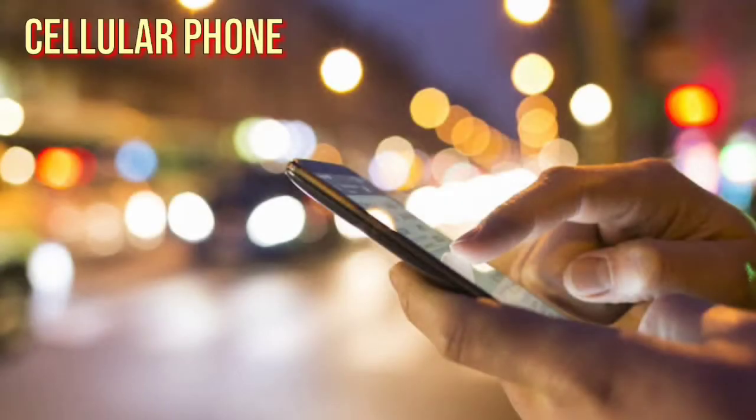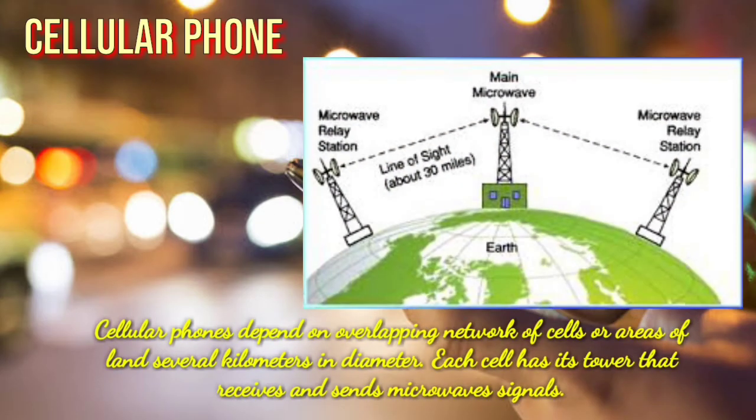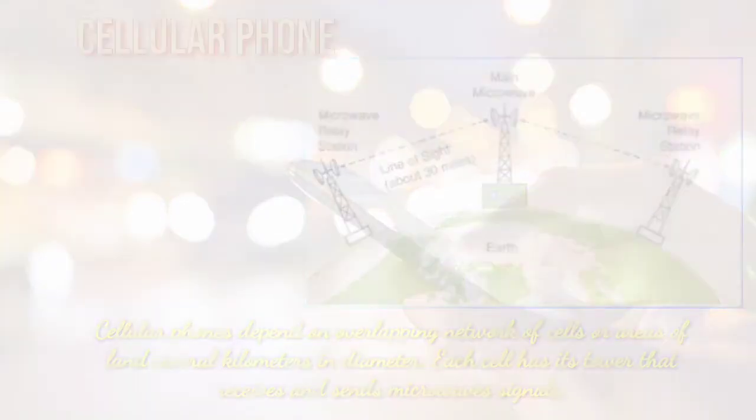A cell phone is a radio transmitter and receiver that uses microwaves. Cellular phone is a very sophisticated radio but is still a radio. It is today's answer to the emerging demand for mobile communication. Cellular phones depend on overlapping network of cells or areas of land several kilometers in diameter. Each cell has its tower that receives and sends microwave signals.